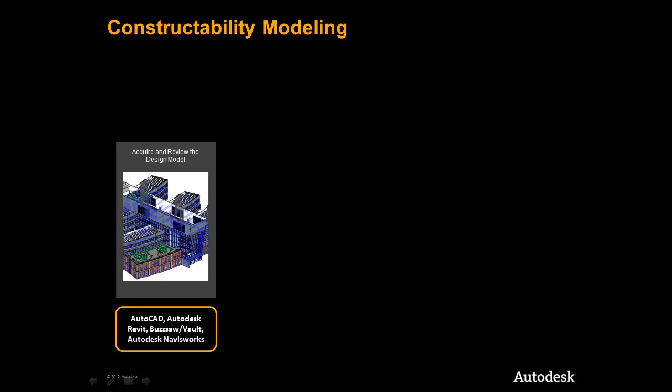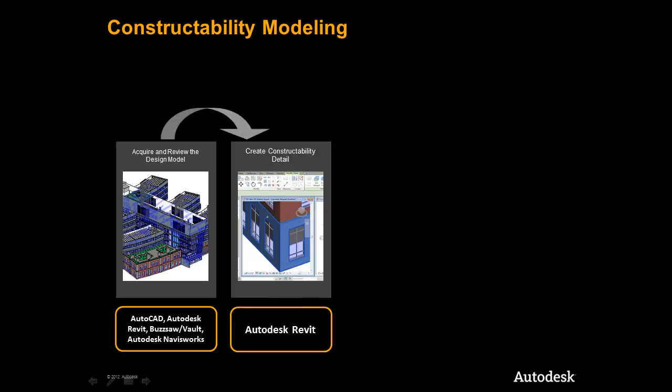We will begin by acquiring our design intent models that will be used as a backdrop for our constructability modeling. We can then review the models in several ways, the first being with Buzzsaw and the ability to interactively view the models right on the web. Next, we'll open the models in Autodesk Navisworks and Autodesk Revit to continue to interrogate the information provided and begin our planning for constructability.